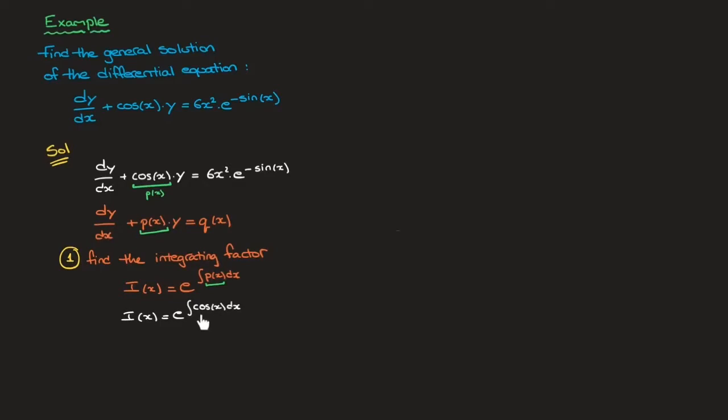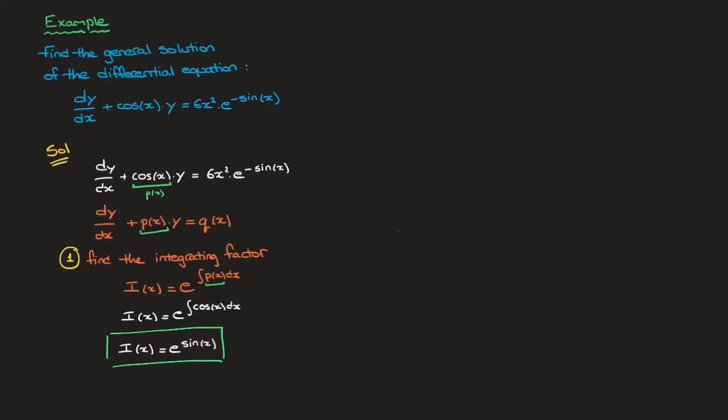Now, since the integral of cosine of x is sine of x, we can go ahead and state that the integrating factor is equal to e to the sine of x. Notice here that I'm not writing any constant of integration. And the reason for that is that when we look for an integrating factor, we ignore the constant of integration. That being said, let me quickly box that result. There we go. That's our integrating factor.